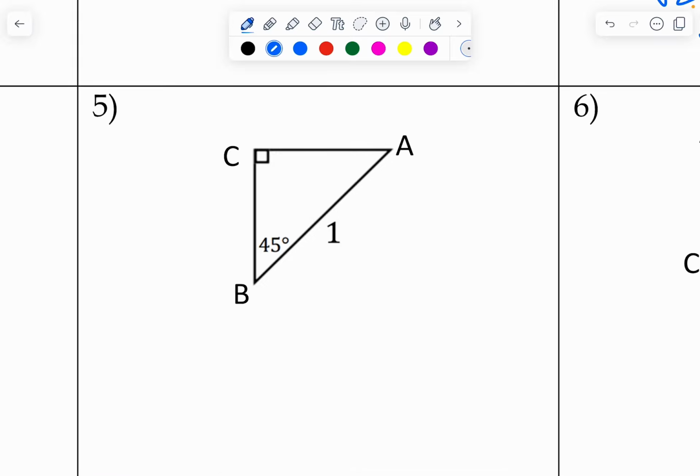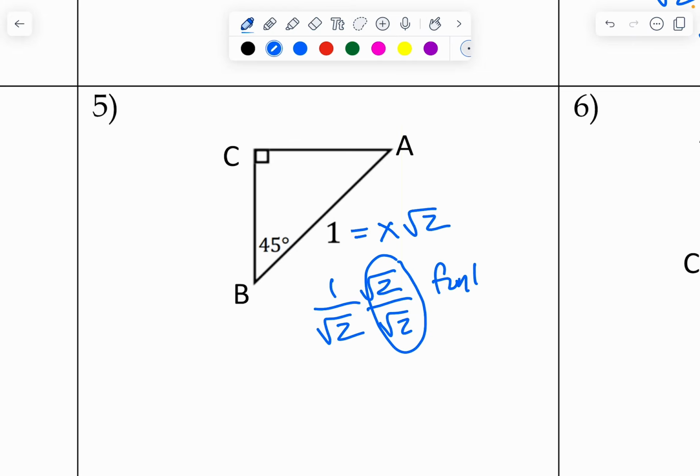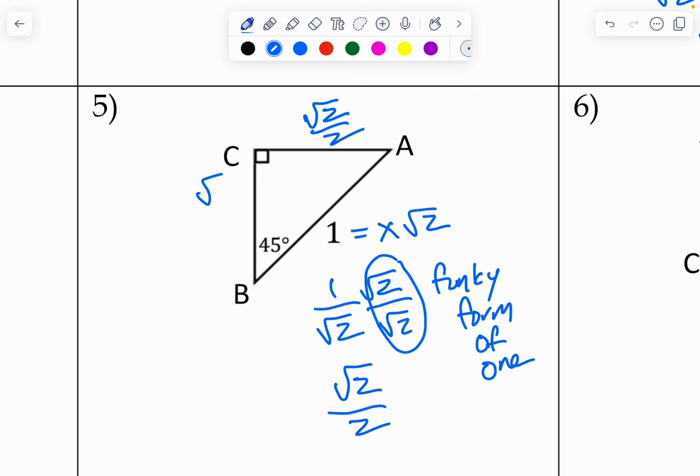Here is a 45, 45, 90. Okay, so this was the one that was x. This is going to equal x root 2. So now I have to divide by root 2. And we're going to rationalize. So we're going to multiply by what I call a funky form of 1. So this is a funky form of 1. And that gives me a root 2 over 2. So both of these are root 2 over 2.